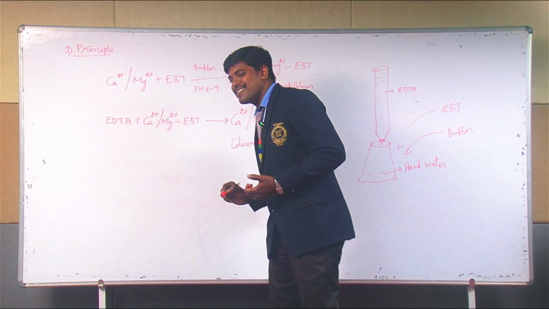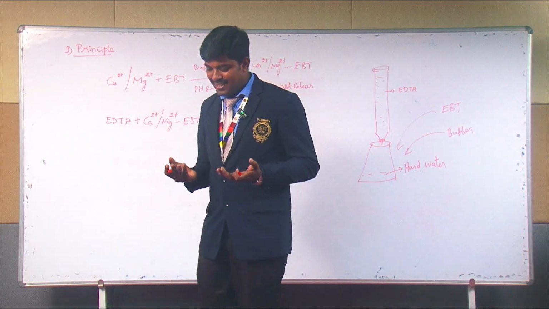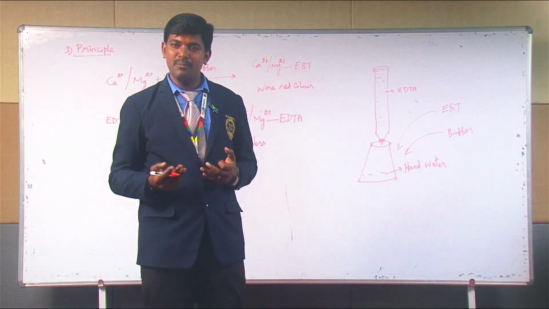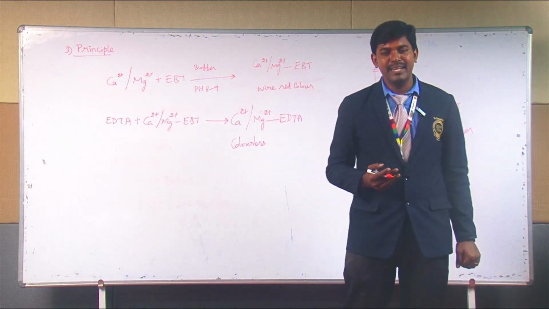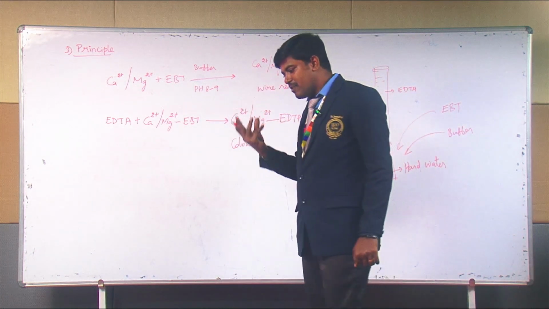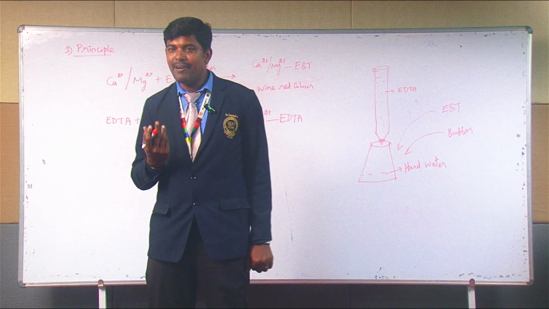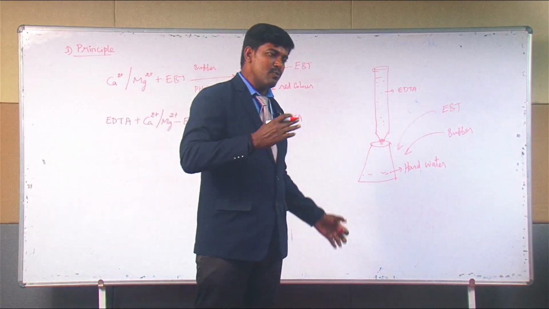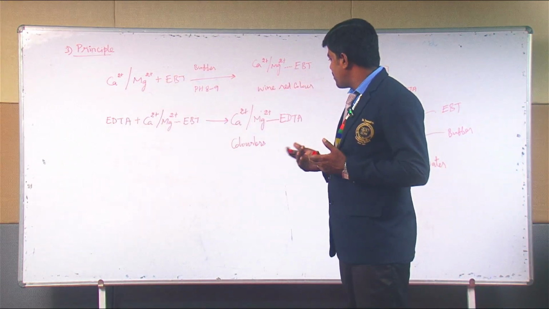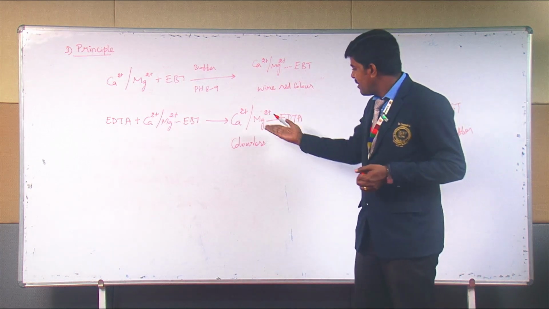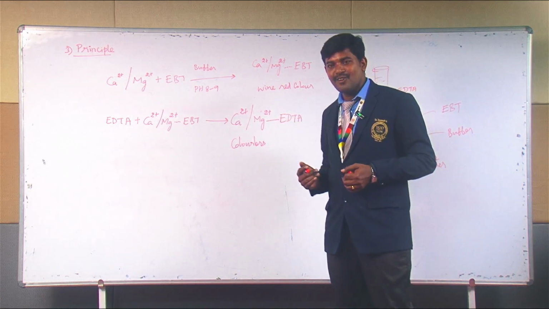Now the question arises, sir, you told the endpoint is wine red to steel blue. Initially, while adding the EBT with the calcium and magnesium, it turns wine red. Initially, you told during the titration you will get a steel blue color, but you are writing calcium EDTA as a colorless complex. Why, sir?